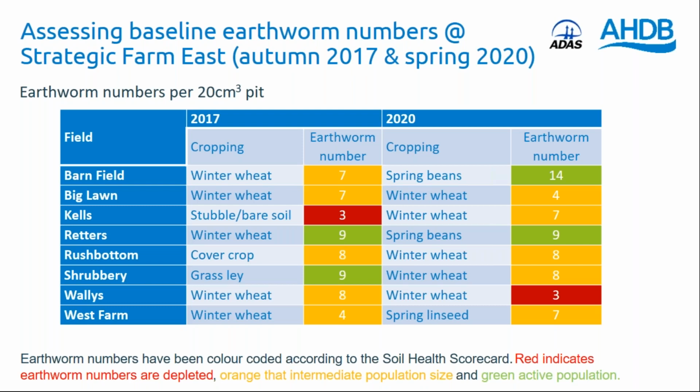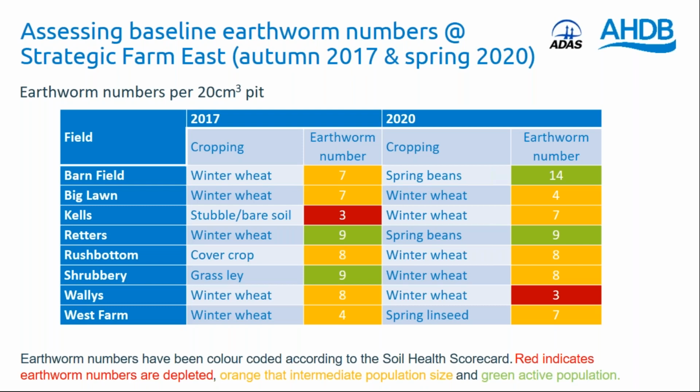Just to put a bit of context there, when we sampled in the winter wheat, that winter wheat had followed grass, but the grass had been quite intensively cultivated. So the earthworm numbers were lower, whereas for the spring beans, all subsequent cropping between 2017 and 2020 was established using minimum tillage techniques, and the spring beans followed a cover crop. So we've got reduced tillage and a cover crop in there, helping to boost the earthworm numbers in that particular field.